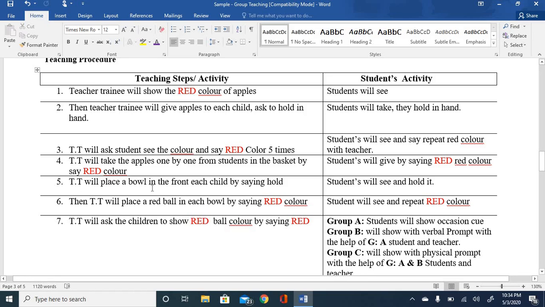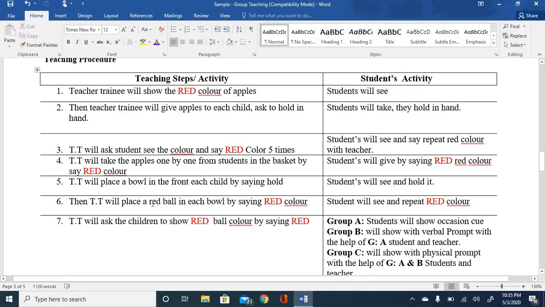The teacher trainee will place a ball in front of each child, saying "hold." The student will see and hold it. Whatever instruction you give, your prediction is that the student will do it in this way. See, this is your blueprint. That's why you are writing it here. This is not what they have to do; it may not happen. But these are the steps which you are going to perform.